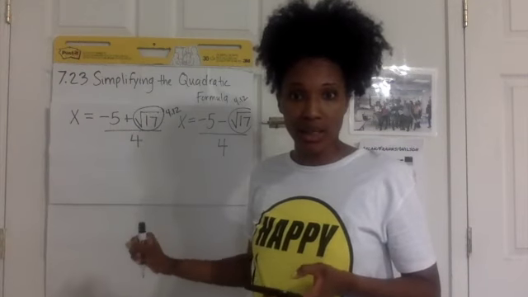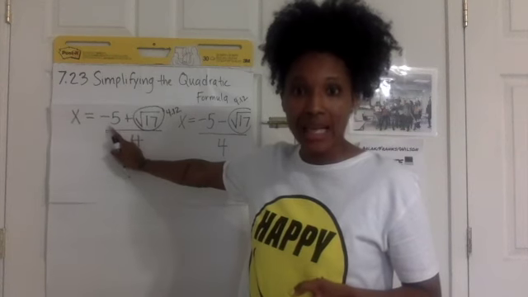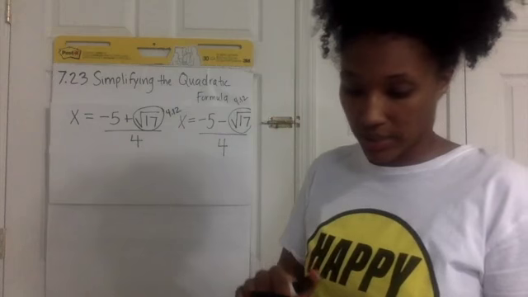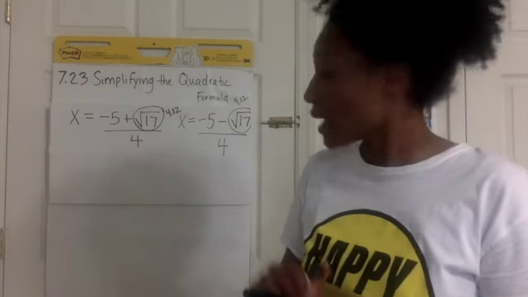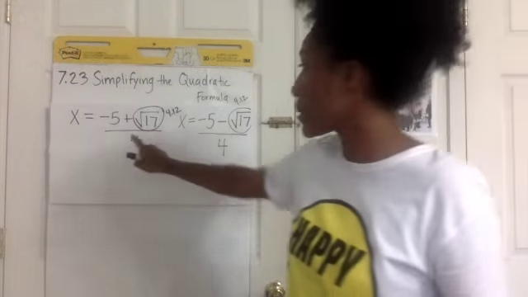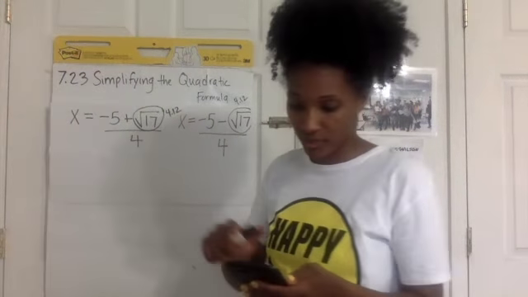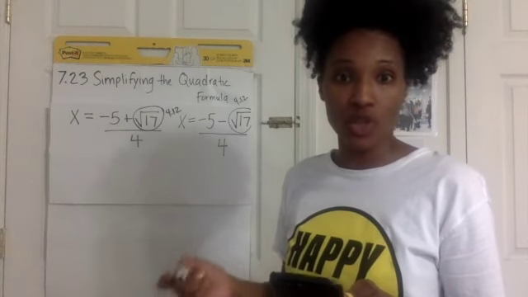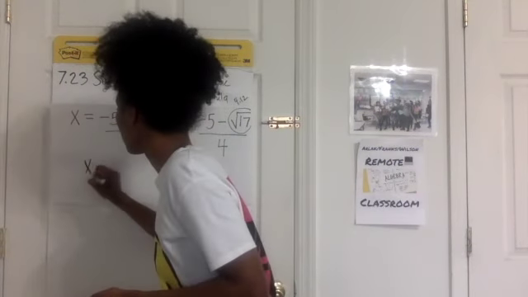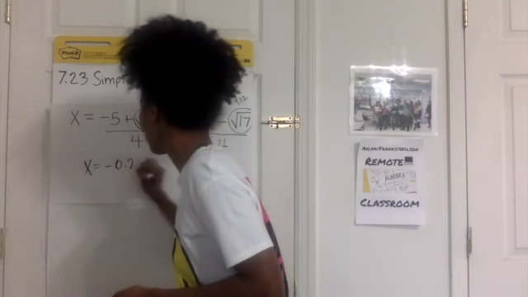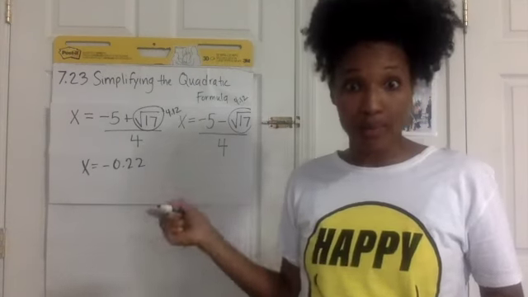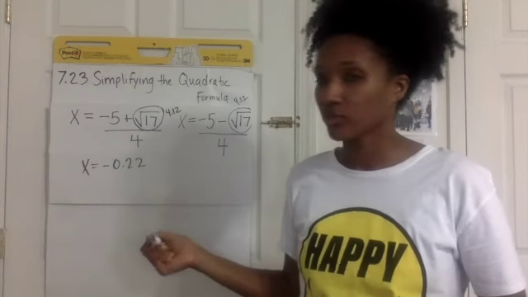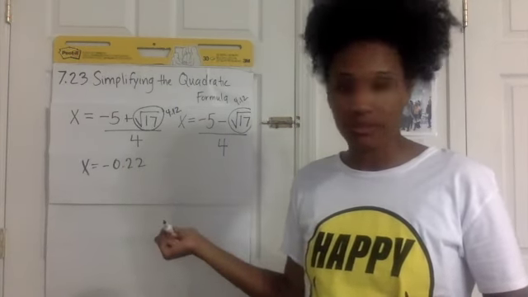Now I'm going to use my calculator, and I'm going to add -5 plus 4.12, and then I need to divide by 4 because this fraction line means division. The answer is -0.22. That means the parabola crosses the x-axis at -0.22, which is 22 hundredths.